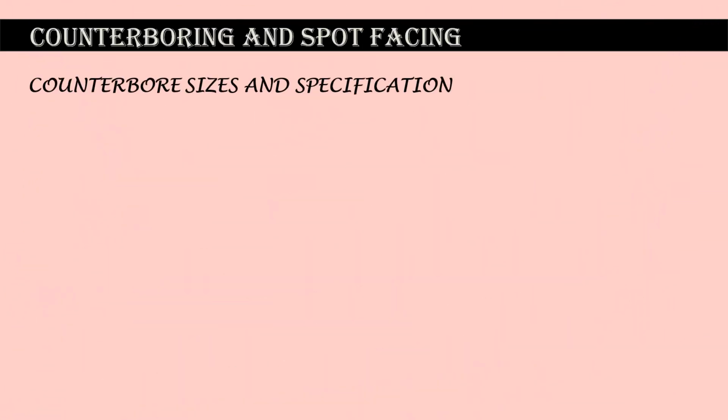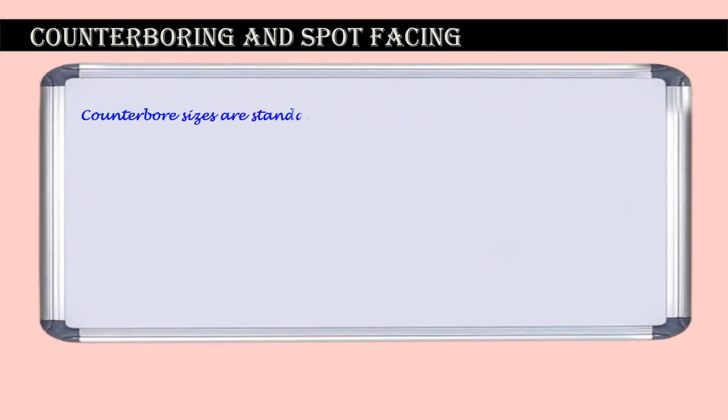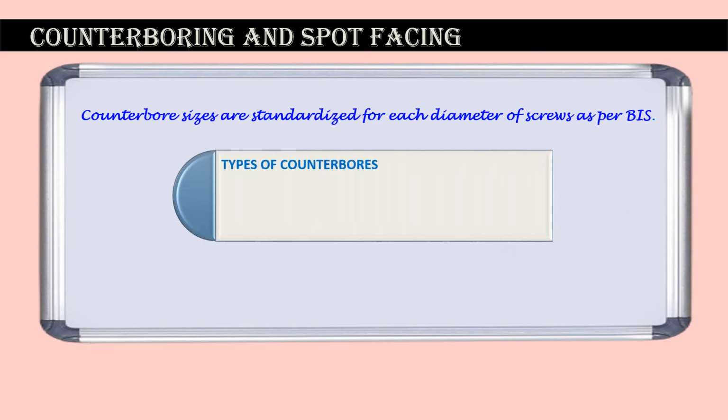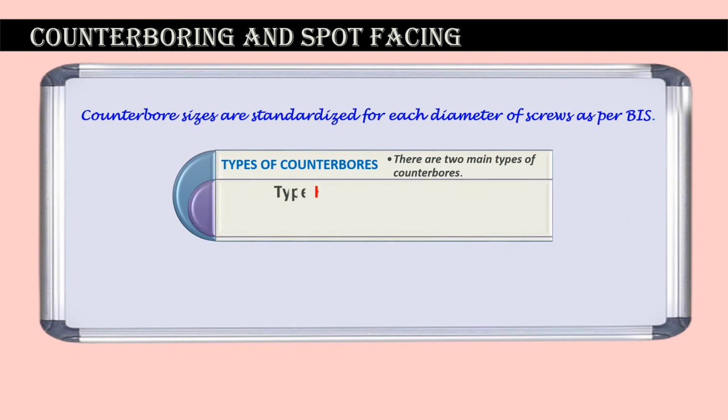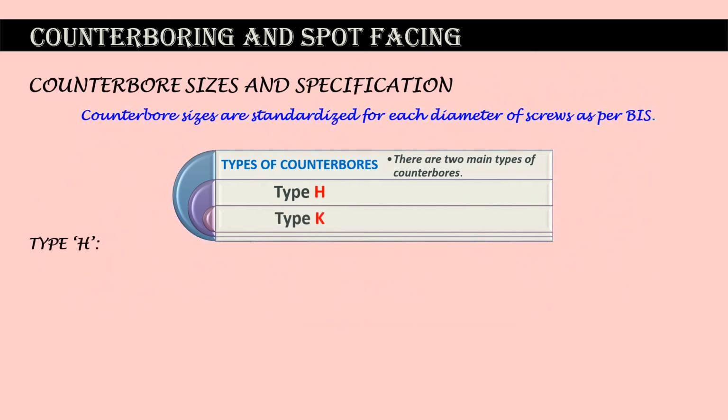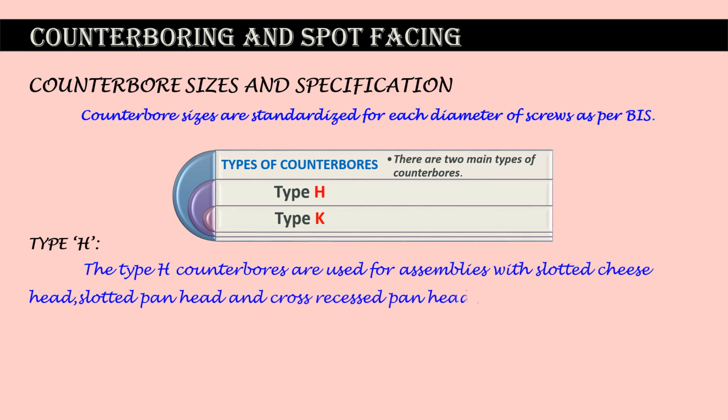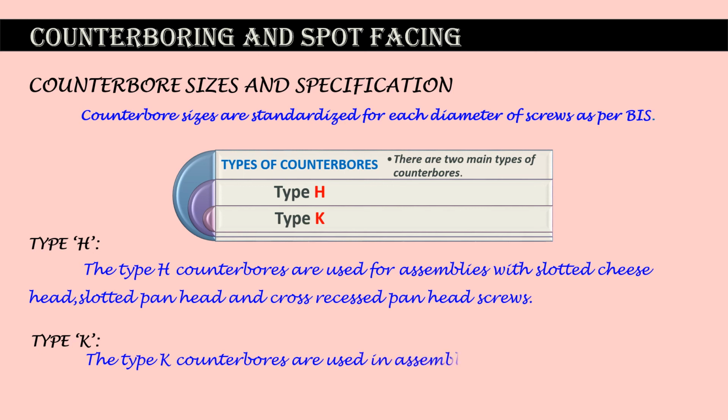Counterbore sizes and specification. Counterbore sizes are standardized for each diameter of screws as per BIS. Types of counterbores. There are two main types of counterbores: Type H and Type K. The Type H counterbores are used for assemblies with slotted cheese head, slotted pan head and cross-recess pan head screws. The Type K counterbores are used in assemblies with hexagonal socket head cap screws.